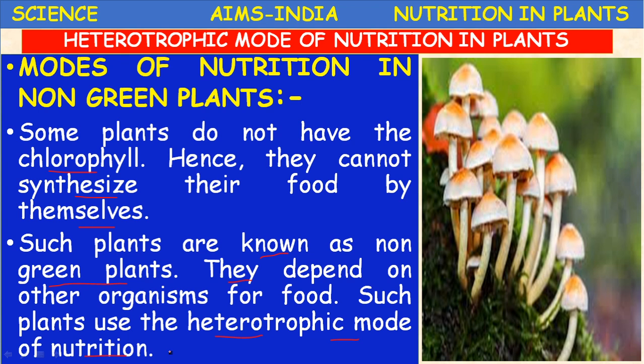What is the heterotrophic mode of nutrition? The mode of nutrition in which the organism depends on other organisms for its food requirement is called heterotrophic nutrition. So not all plants, but certain non-green plants are heterotrophic. They perform the heterotrophic mode of nutrition. Example, fungi. Fungi are also living organisms that belong to the plant group. Certain bacteria also belong to the plant group because their cell structure is similar to plants, so they are included in the plant kingdom.